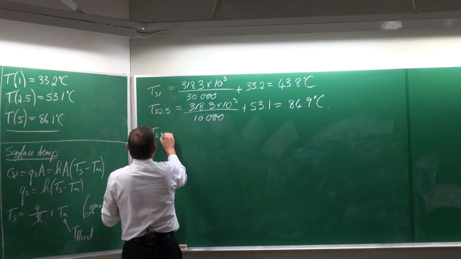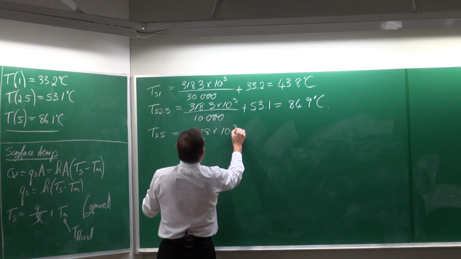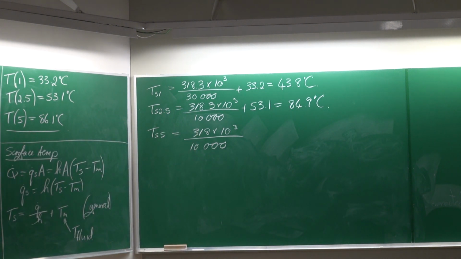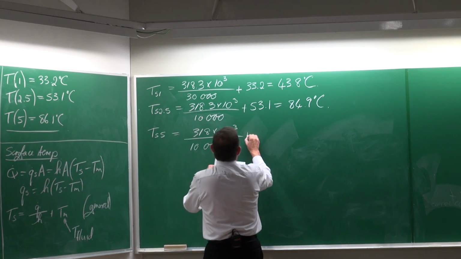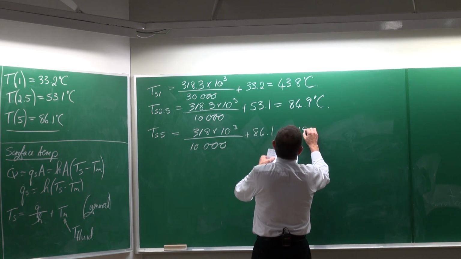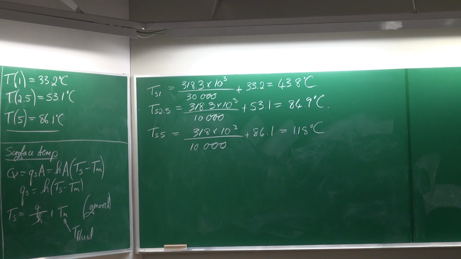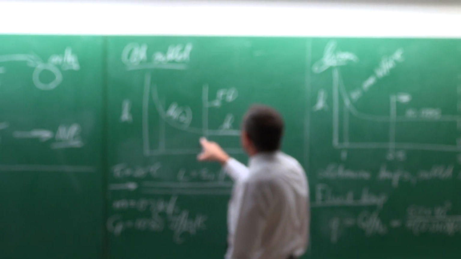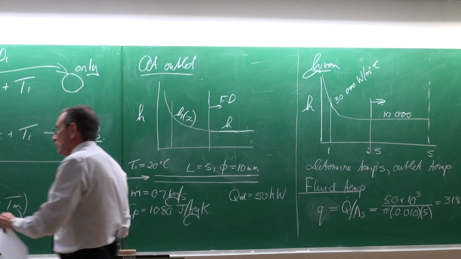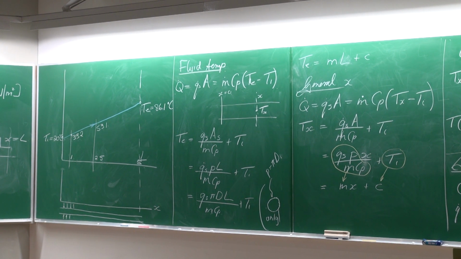And then the surface temperature at 5 meters is going to be 318 multiplied by 10 to the 3 divided by the heat transfer coefficient, which is 10,000 because it's in the fully developed flow regime, plus the water temperature, which is 86.1, and that gives us a surface temperature of 118 degrees Celsius. I've only done the calculation for 3 points, 1 meter, 2.5 and 5 meters, and you can do it for everywhere. However, if you now generate the surface temperature graph, you're going to get a very interesting result.